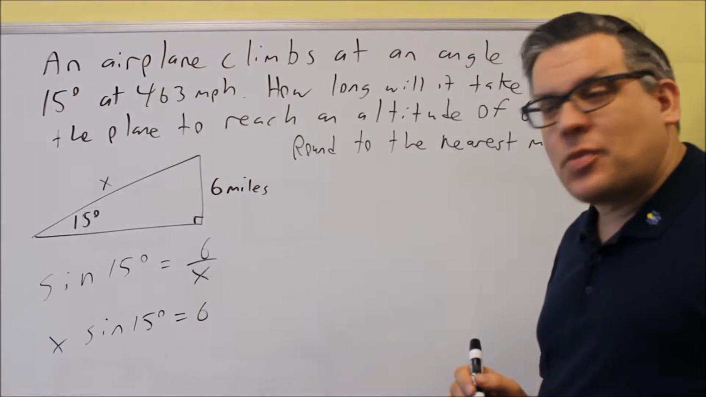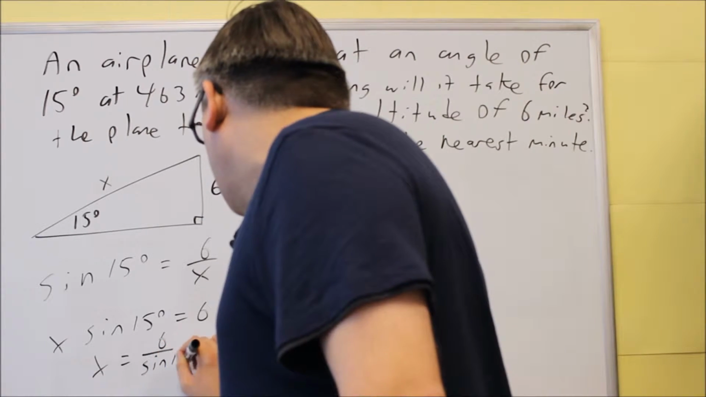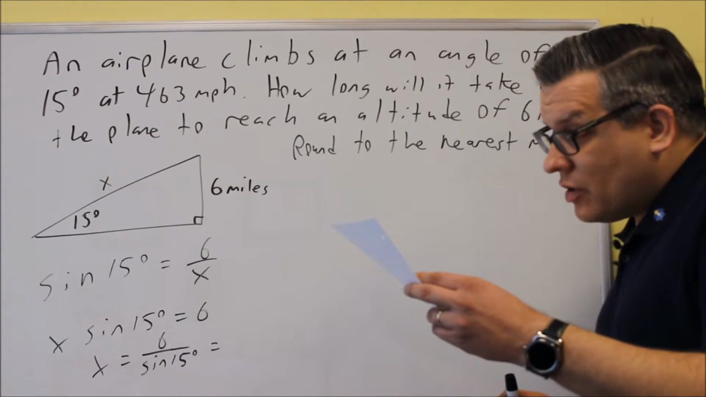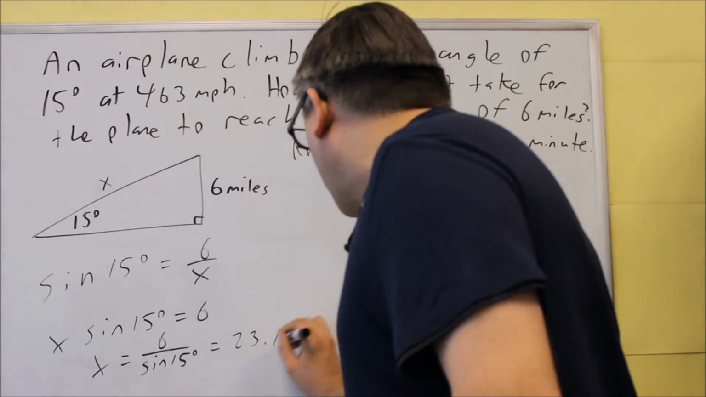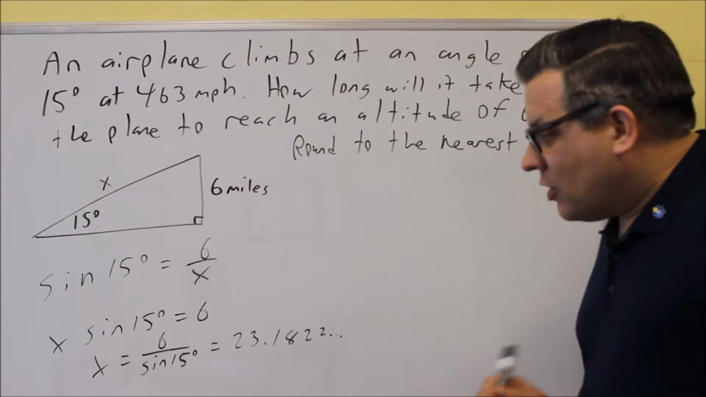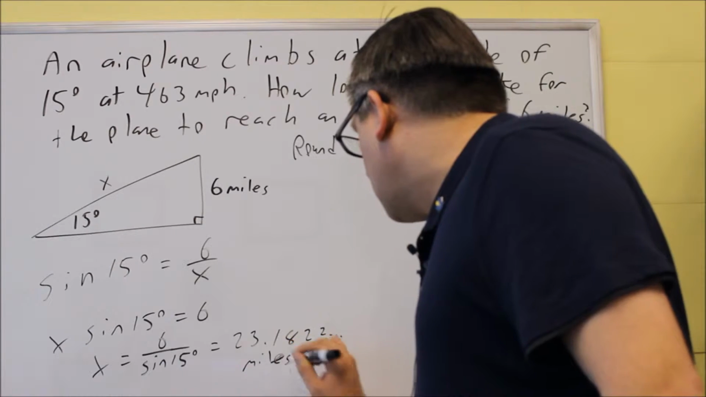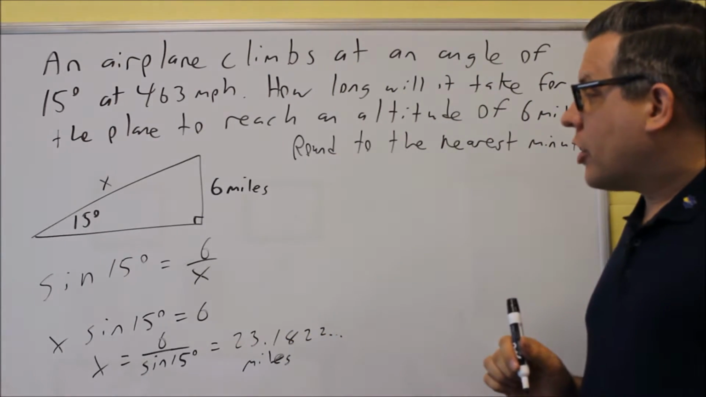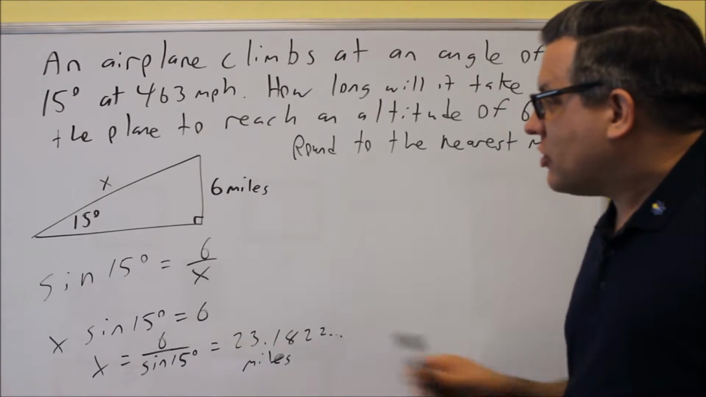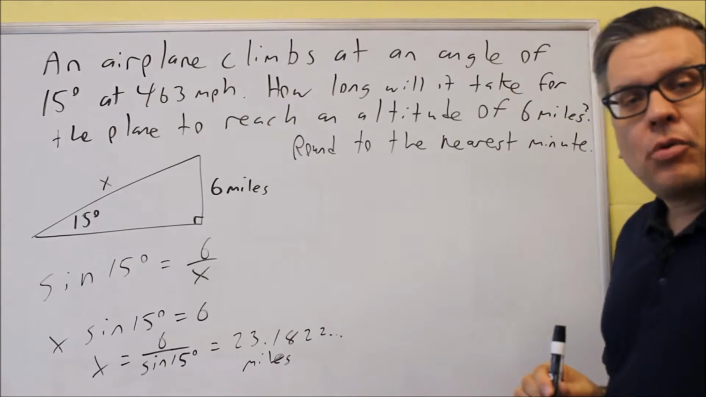Then divide both sides by sine 15, and I get x is equal to 6 over sine of 15, and I want to put that in the calculator, make sure your calculator is in degrees, and we get 23.1822 with some more decimals after that. So this would be in terms of miles. Now, I want to figure out how long it takes. So again, this is not our answer. We want to find out how long does it take to reach the 6 miles. So how long does it take to travel up to that point?